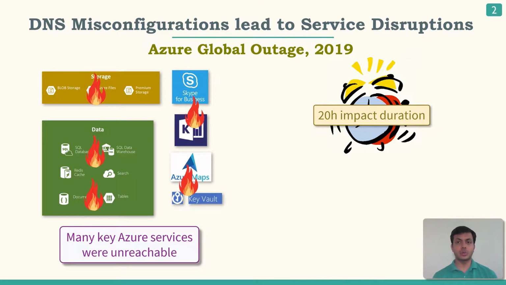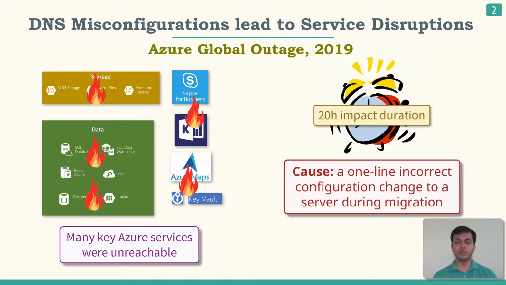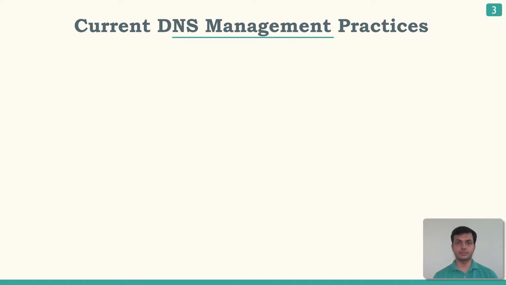You'll be surprised to know what led to such a huge outage. It was just one line of incorrect configuration change during migration. To know why this could have happened, let's take a look at the current practices to manage DNS configurations.